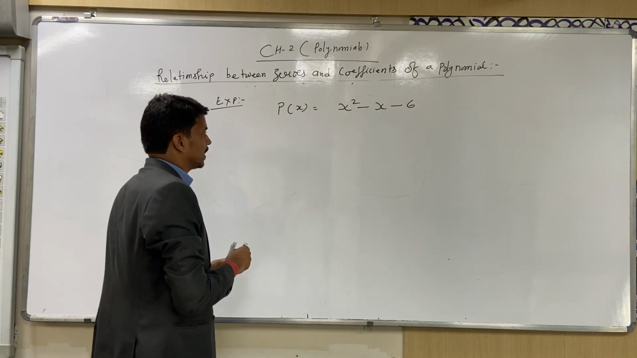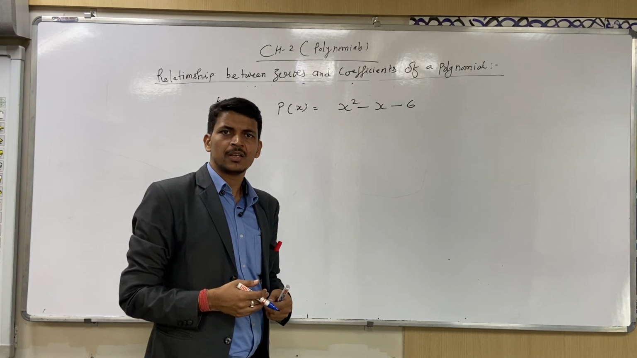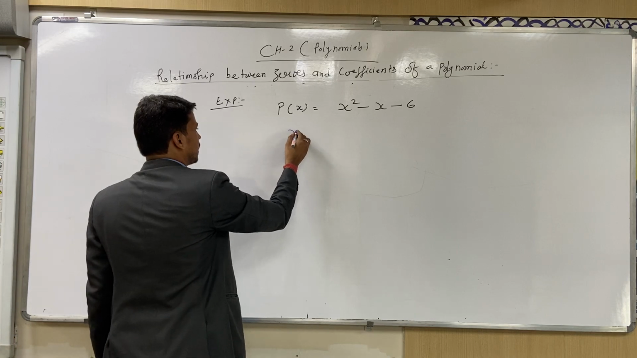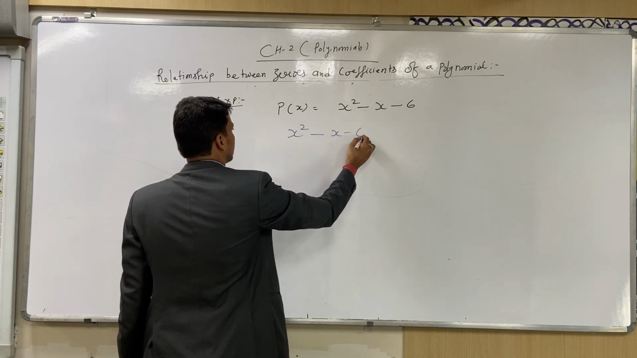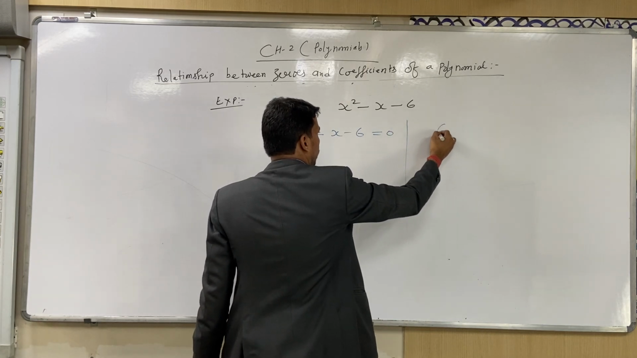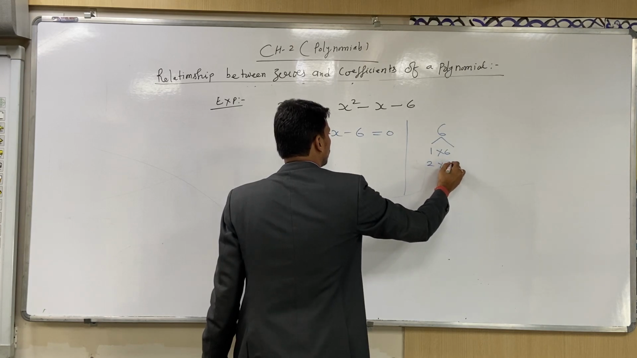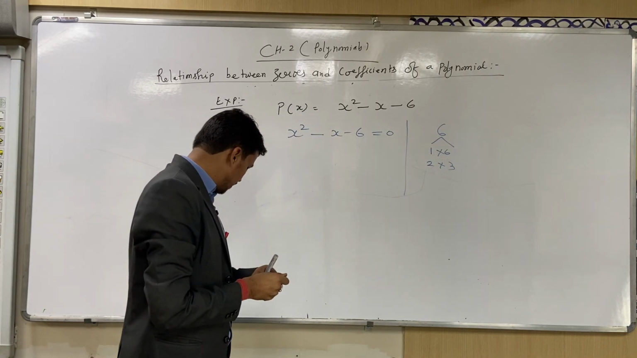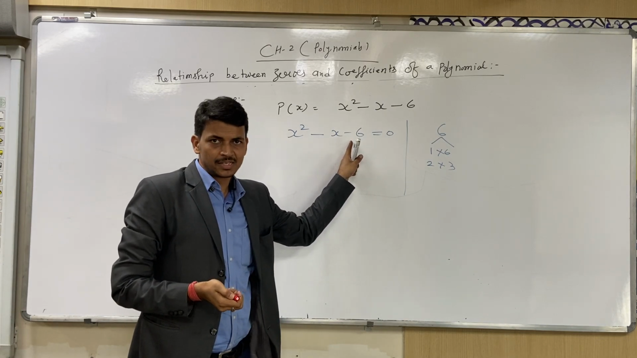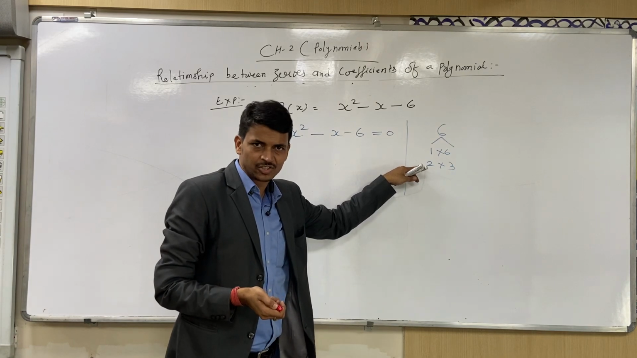Same process we will start, everyone. Very first step, we will try to find the zeros of the polynomial, and the first step is to equate it to 0. So let me take x square minus x minus 6 equal to 0. As we know, we need to write all possible factors of 6, which are 1 into 6, 2 into 3. But this time we have to be very careful about it. The last sign is minus, that is minus 6, which means among these factors we have to do subtraction.